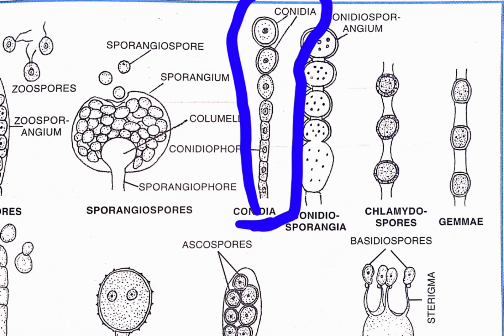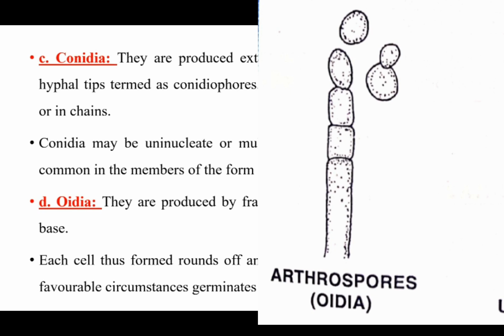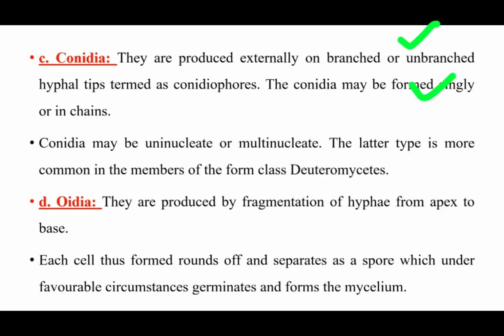Then conidia. They are produced externally on a branched or unbranched hyphal tip termed conidiophore. The conidia may be single or in chains. Conidia may be uninucleate or multinucleate. The multinucleate type is more common in members of Deuteromycetes. Then oidia. They are formed by fragmentation of hyphae. Hyphae get fragmented and each fragment forms a separate spore, which germinates to form a new mycelium. This is the case of oidia.